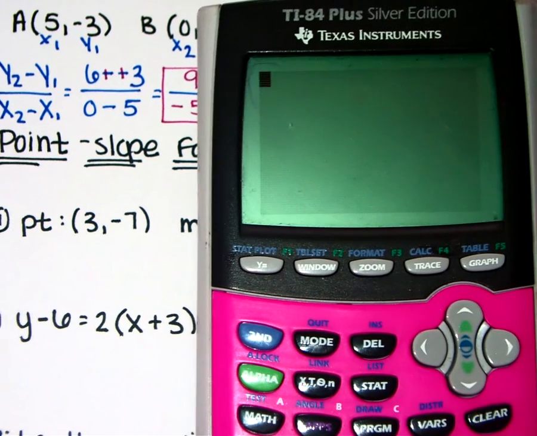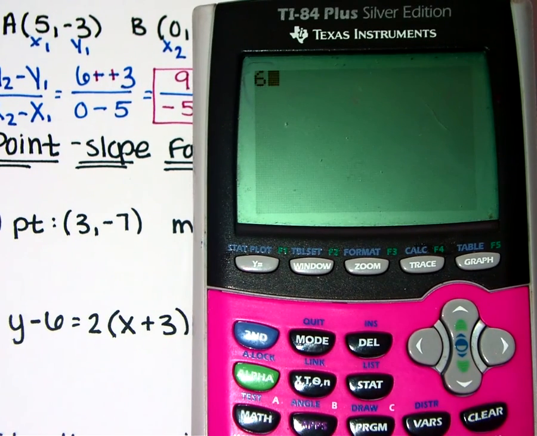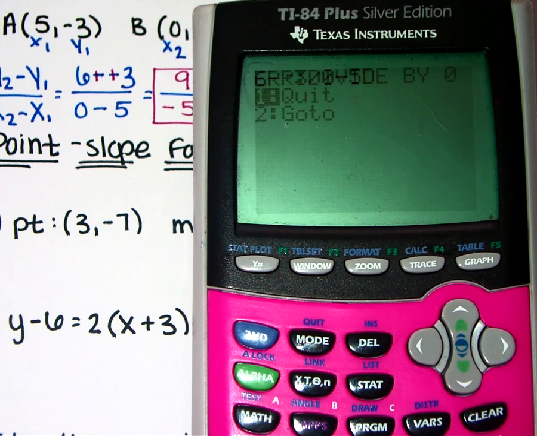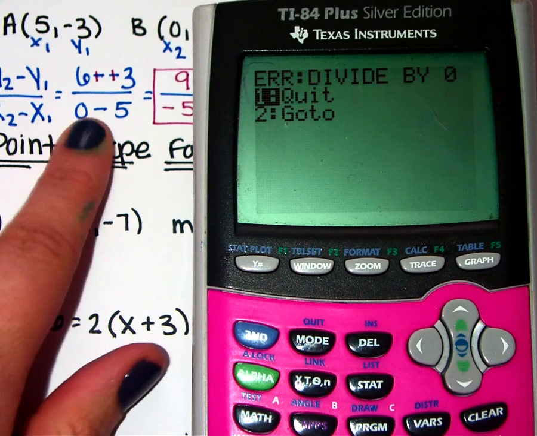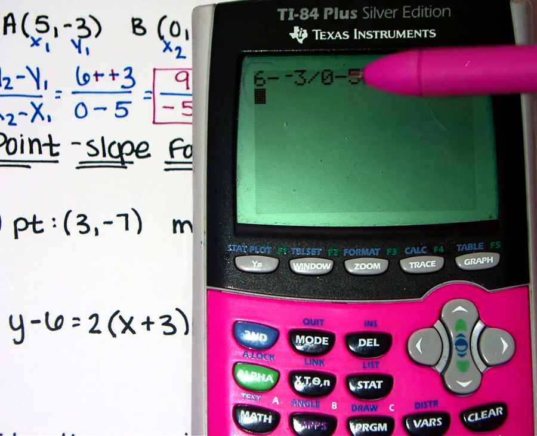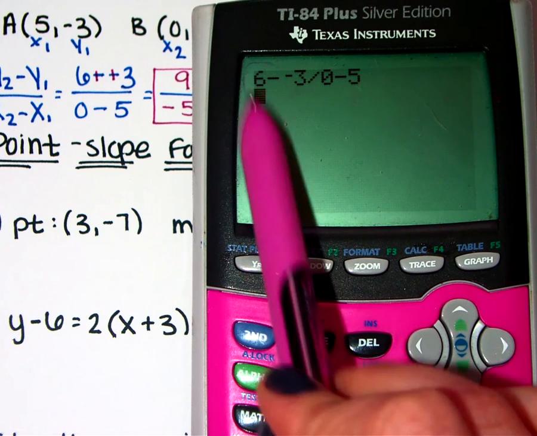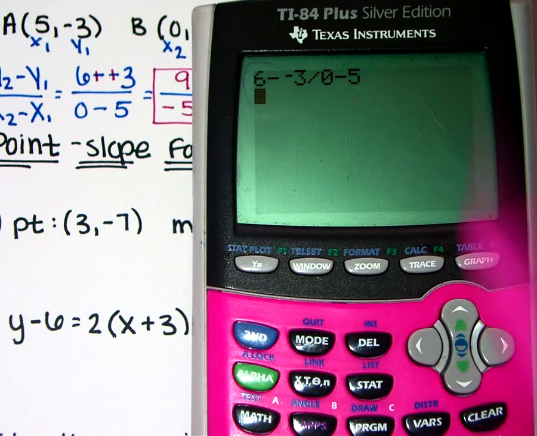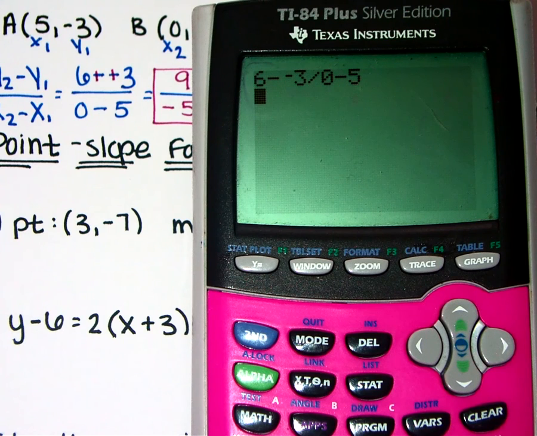So to start, a lot of you would just go 6 minus negative 3 divided by 0 minus 5. Error, divide by 0. And then you would freak out and you would go, I don't know why I'm dividing by 0. I don't understand. I'm dividing by 0 minus 5. What your calculator isn't smart enough to understand is it doesn't know that you want this to stay together and this to stay together. What your calculator is actually trying to do for you, it's trying to help you.